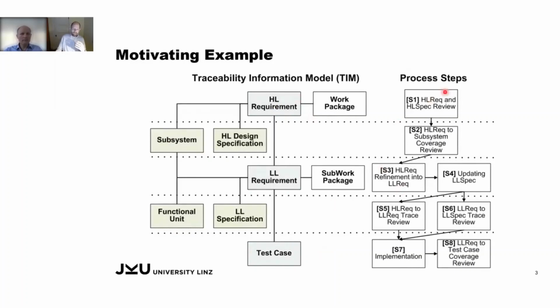But this is just knowing some of the artifacts that are used and established in the engineering process. Then we also have the process steps, such as reviewing how high-level and low-level requirements map to each other and how they are covered, then refining them, updating the specifications, making sure that traces are correct in reviews between different artifacts, then continuing with the implementation, then again doing additional reviews for coverage of traceability.